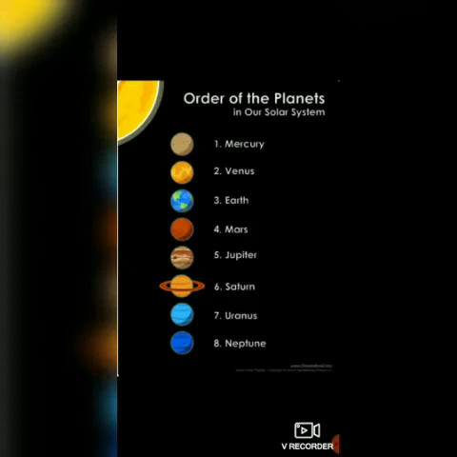So many years ago, there were 9 planets in the solar system. The 9th planet is Pluto, but in 2006, it was considered a dwarf planet. Hence, now its name is not given in the order of the planets. So now there are only 8 planets in the solar system. They are Mercury, Venus, Earth, Mars, Jupiter, Saturn, Uranus and Neptune.